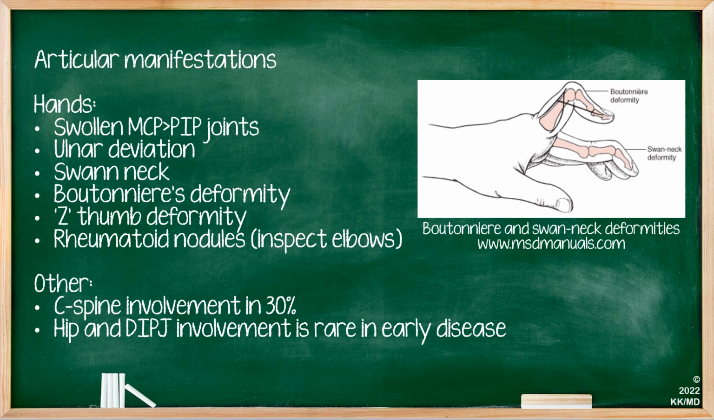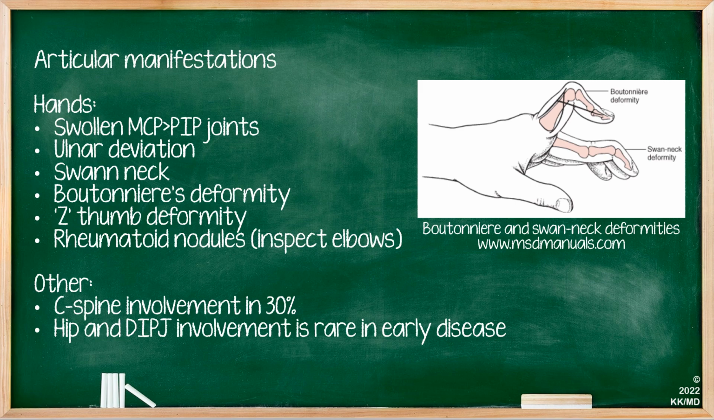Looking now at articular manifestations, these are really the specific clinical features which we find on examination, and these typically would be things you would look out for, for example, in a PACES examination. So looking at the hands, we tend to see swollen small joints, particularly the MCP joints, more so than the PIP joints, and usually there is very little or no involvement of the distal interphalangeal joints.